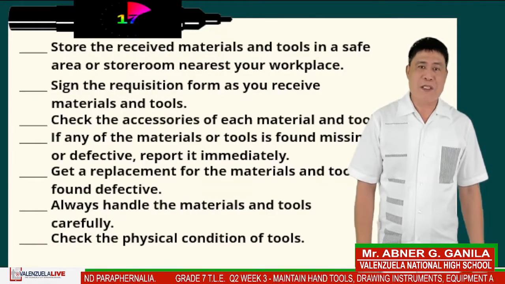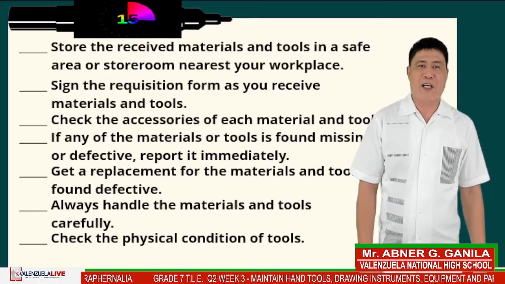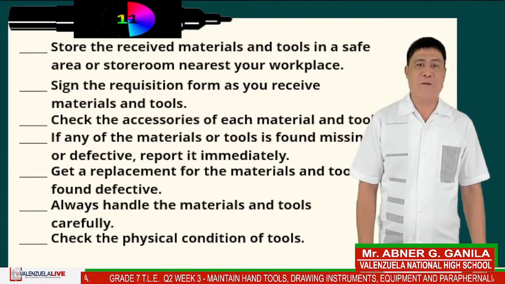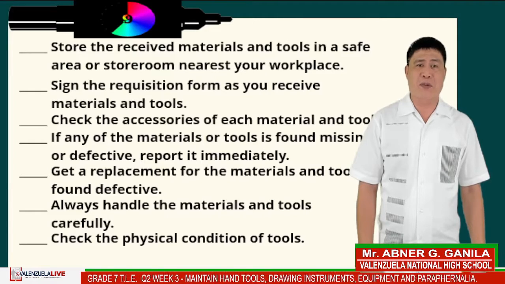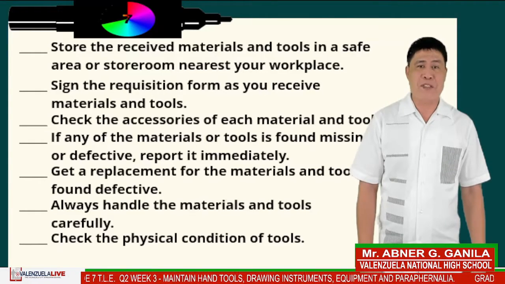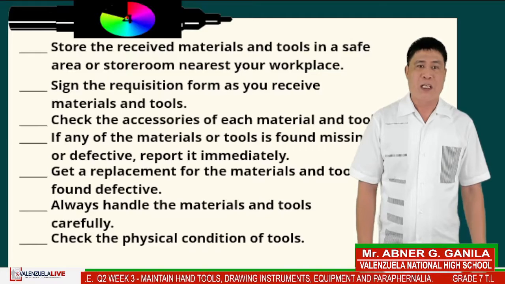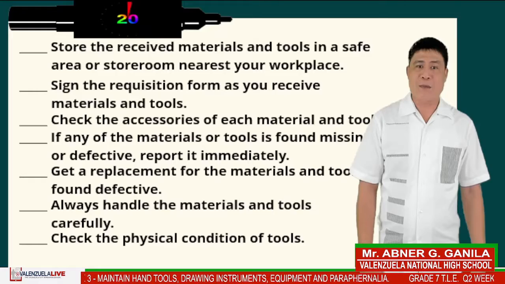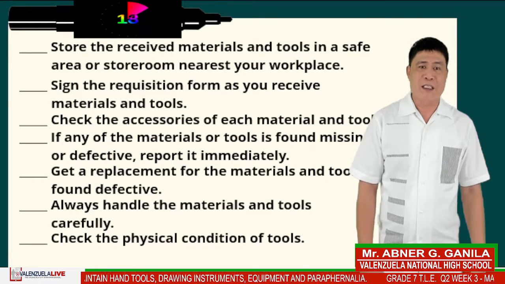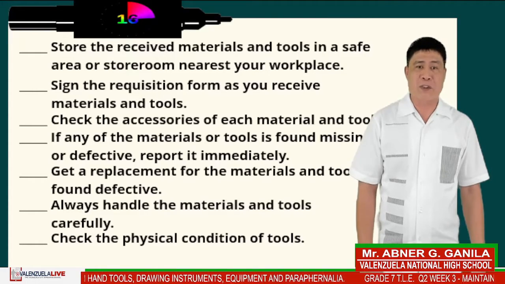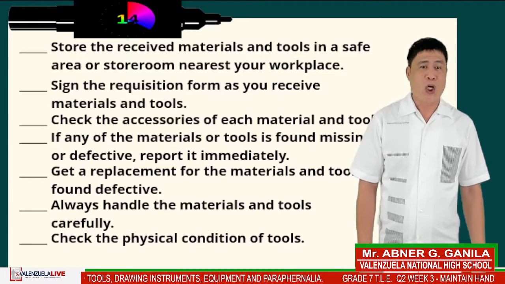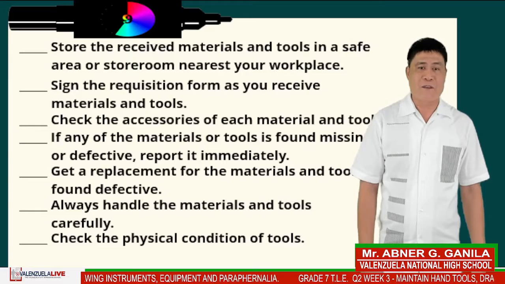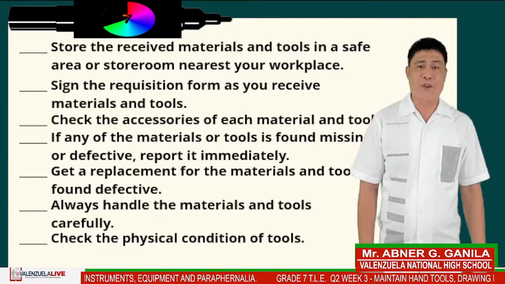Store the received materials and tools in a safe area or storeroom nearest your workplace. Sign the requisition form as you receive materials and tools. Check the accessories of each material and tool. If any of the materials or tools is found missing or defective, report it immediately. Get a replacement for the materials and tools found defective. Always handle the materials and tools carefully. Check the physical condition of tools.